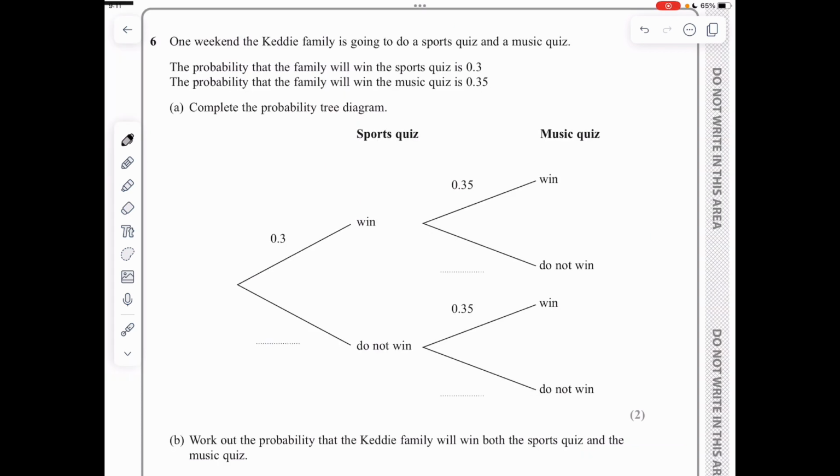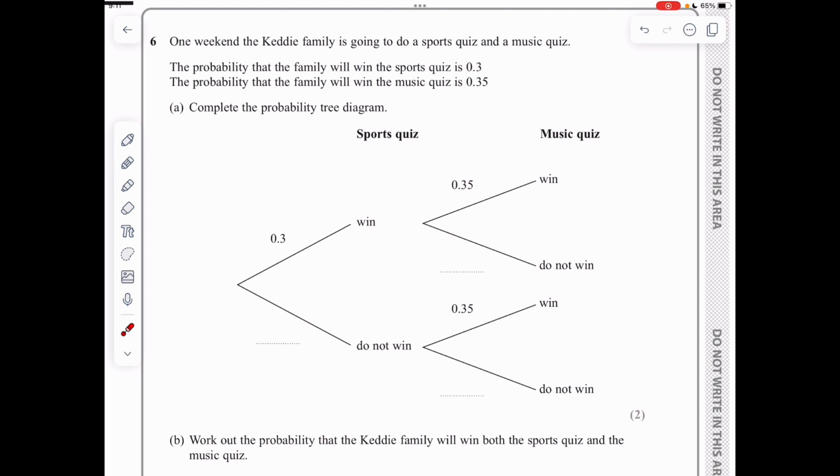In 6, we've got a family who is going to do a sports quiz and then a music quiz. The probability that they win the sports quiz is 0.3. For the music quiz, the corresponding probability is 0.35. We need to complete the probability tree diagram given here.